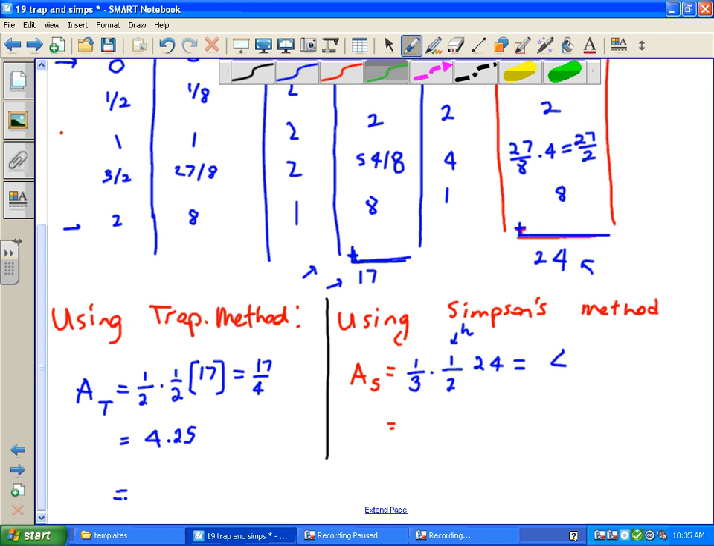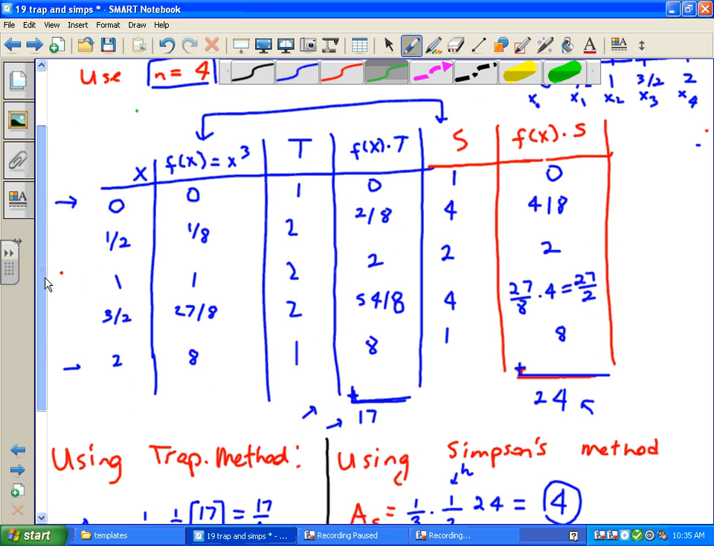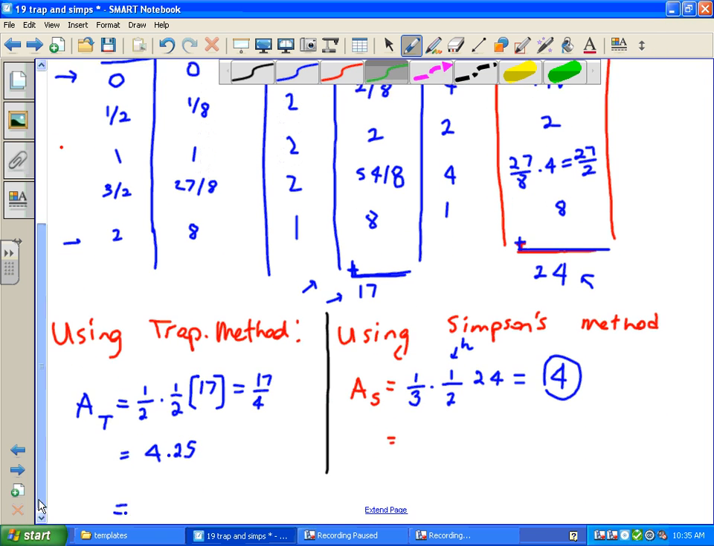So somehow with Simpson's method already, with 4 of these entities used, trapezoids with parabolic tops, let's say, you actually have the exact answer. We know that's the exact answer because we did it earlier, right? When we did integration, we knew the answer was going to be 4.